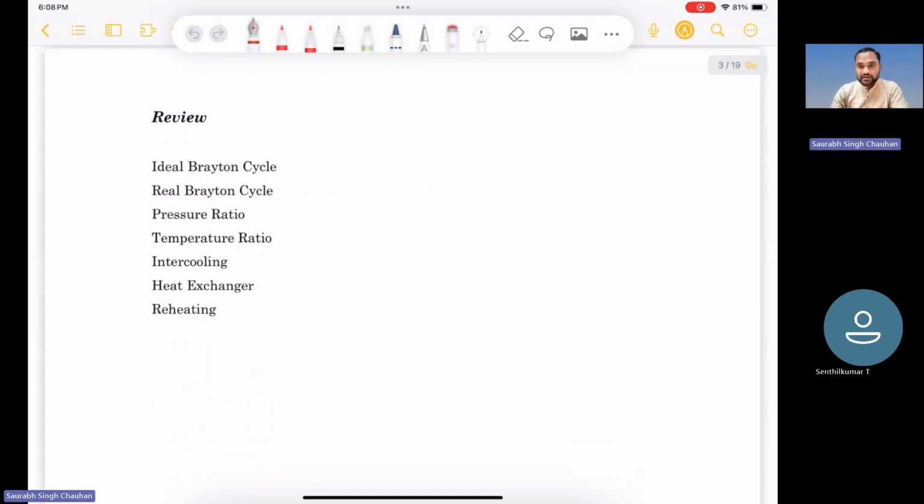So in the Brayton cycle, we have studied the ideal Brayton cycle, the real Brayton cycle, and some terms, for example, pressure ratio and temperature ratio, and some modifications in the simple Brayton cycle, for example, intercooler, heat exchanger, and reheating. So we'll try to solve some problems. Okay, so let's start.